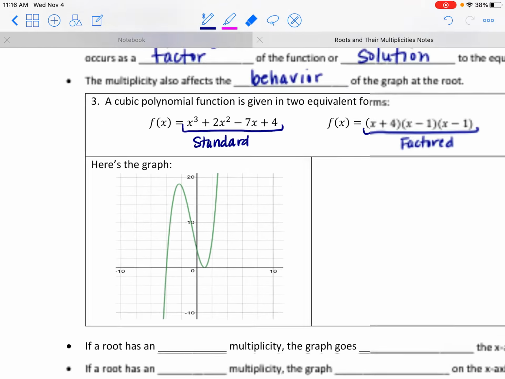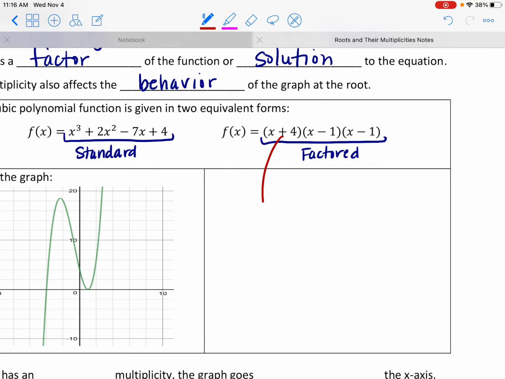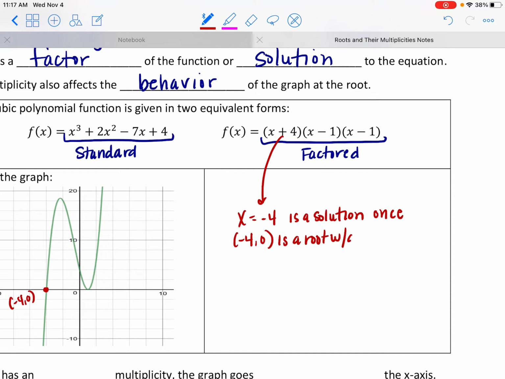Okay, so let's look at our function again up here, the factored form. By looking at the factored form, I can see that x equals negative 4 is a solution once. So we could say that this root at negative 4, 0 has a multiplicity of 1. It happens once as a solution, and x plus 4 happens once as a factor. Multiplicity, that's a fun word, right? A multiplicity of 1, and we would say that is an odd multiplicity. 1 is an odd number, so it happens an odd number of times.